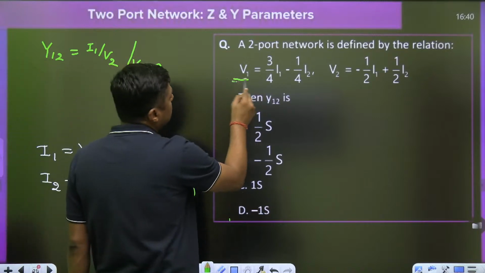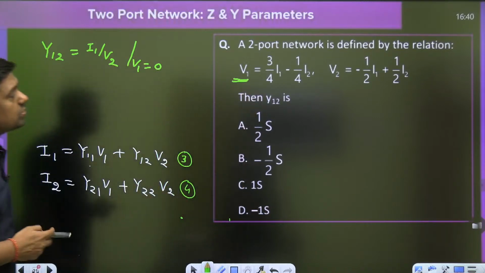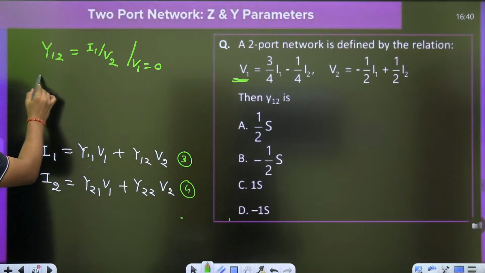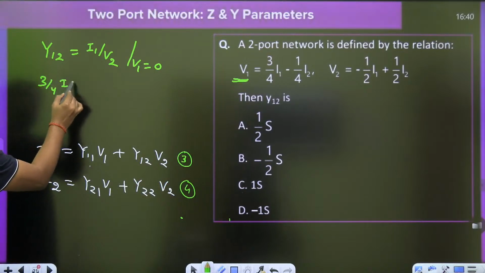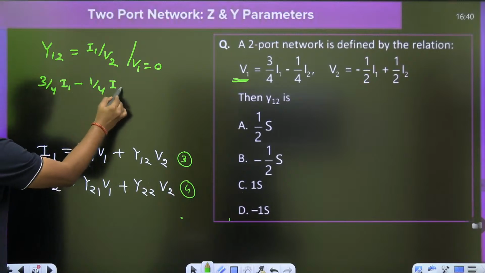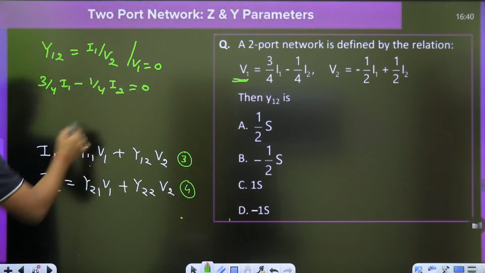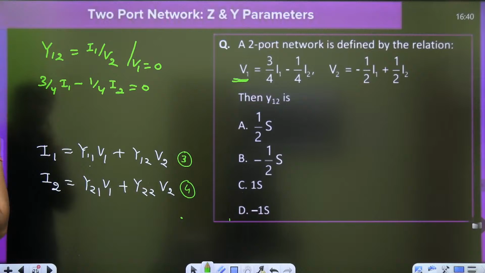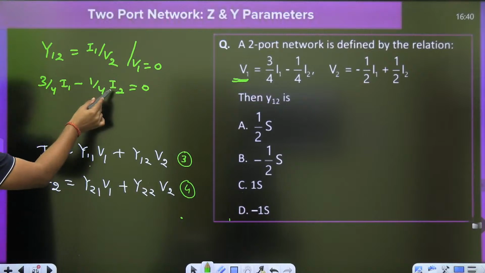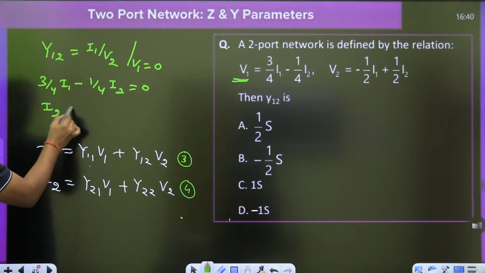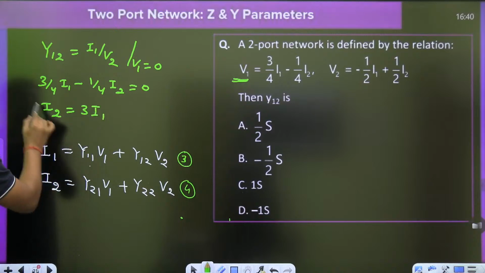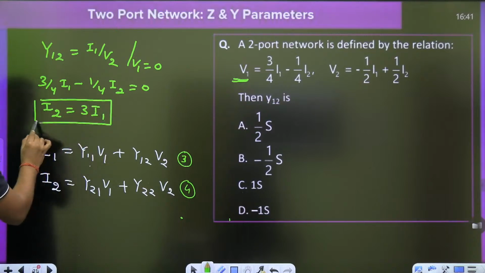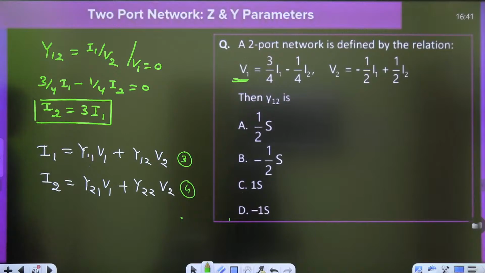Now you can make V1 equal to 0. In the first equation, if you make V1 equal to 0, you will get 3/4 I1 minus 1/4 I2 is equal to 0. So the 4 cancels, and then we want I1, so we find I2. I2 is equal to 3 times I1. First of all, I2 is equal to 3 times I1. Okay, यहाँ से मिल गया ना 3 times of I1.